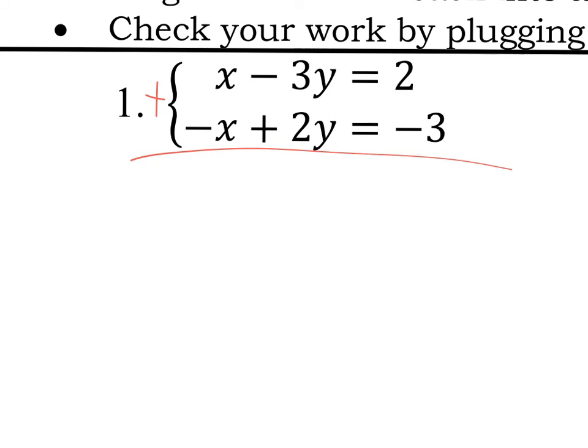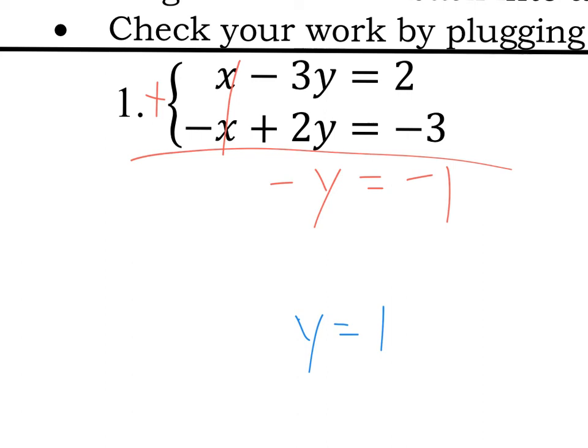Why is it ready to add together? Because x minus x makes nothing. So when you add together the rest of the problem, negative 3y plus 2y will equal negative 1y. And that'll equal 2 plus negative 3, that'll equal negative 1. And so if negative y equals negative 1, then positive y equals positive 1.